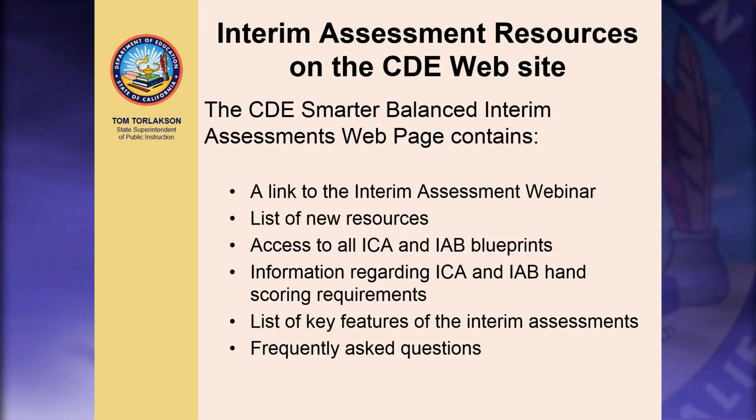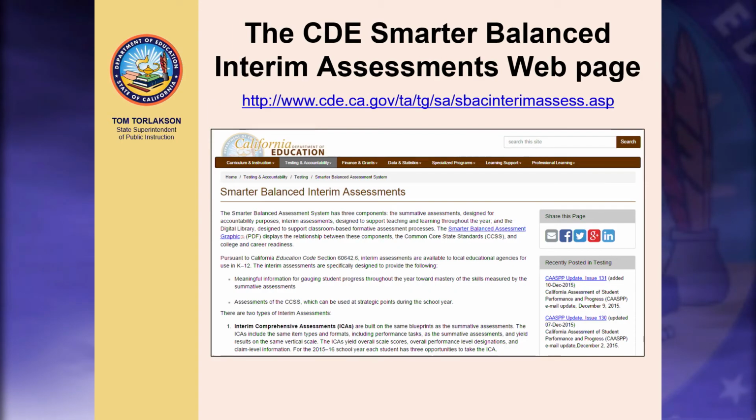Access to other important interim assessment information is available from the California Department of Education, or CDE, Smarter Balanced Interim Assessments webpage. This page has links to the Interim Comprehensive Assessment and Interim Assessment Block blueprints, as well as tables that display the number of items requiring hand scoring by test. This is a screenshot of the CDE Smarter Balanced Interim Assessments webpage. Educators should bookmark this page as well as the CASP portal website's Interim Assessment Administration Resources page, and check these pages regularly for updated documentation and the latest information about the interim assessments.